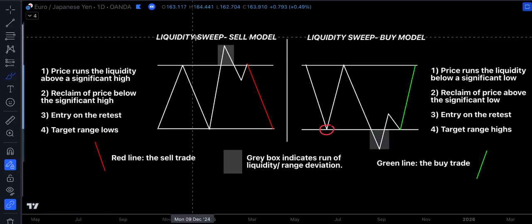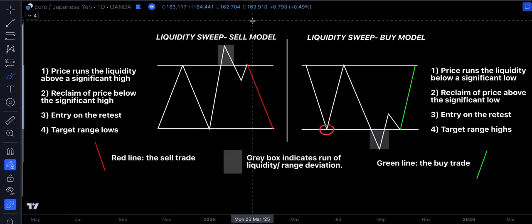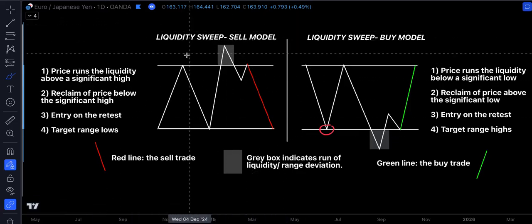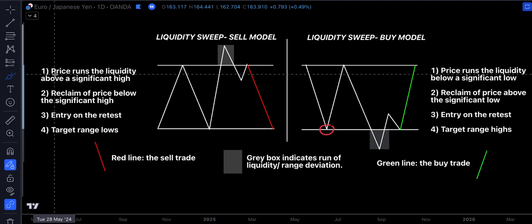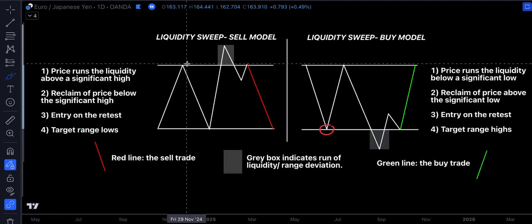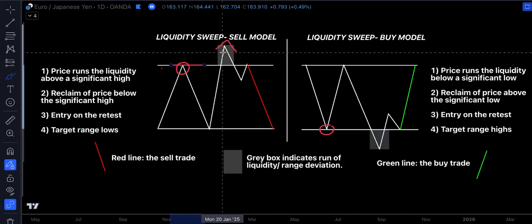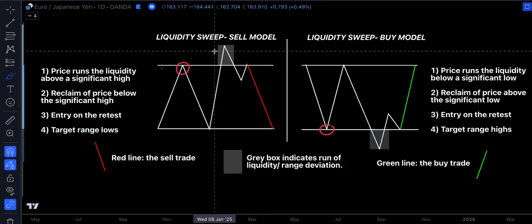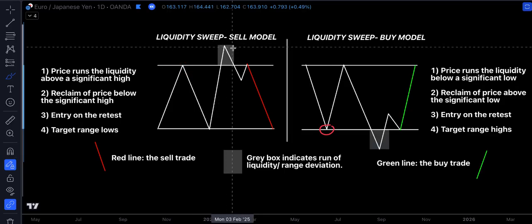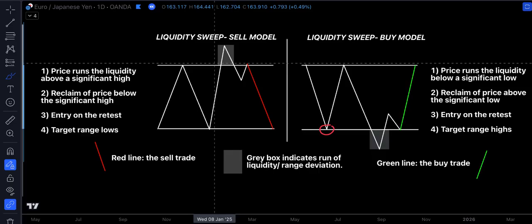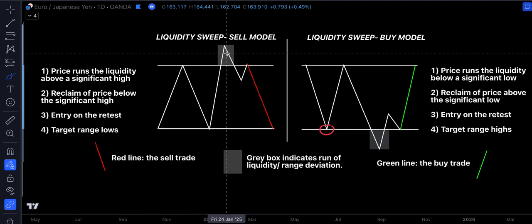So the liquidity sweep sell model, what we want to see, so this is just this model to the left here, on the left side of the screen. We want to see price run the liquidity above a significant high. So for example, this red circle right here, this is a significant high in the market. We see price trade above here and deviate above this significant high right here. So this is a run of liquidity. I've identified that as the gray shaded area right here, showing a range deviation or a run of liquidity.